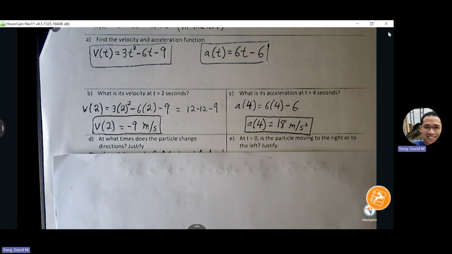Now, part D: at what time does the particle change direction? We're going to have to start with velocity and set velocity equal to 0. Create your velocity sign line, populate it, test your intervals, and then we can read the velocity sign line to help us decide parts D and E: the interval where the particle is moving left, the interval where it is moving right, or when the particle changes direction.